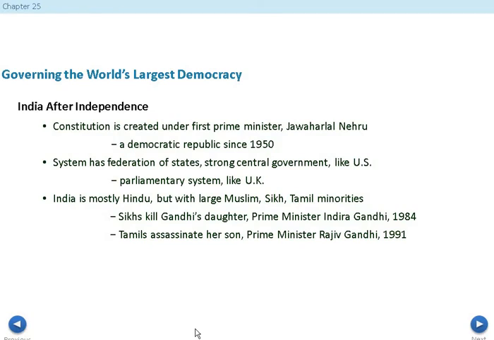Now, what happens after India gains their independence? They're actually going to create a constitution. They're going to have a prime minister, Nehru. He's going to create a democratic republic in 1950. Again, their colonial rulers have prime ministers.